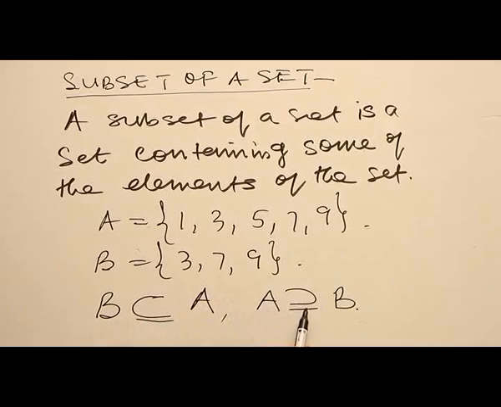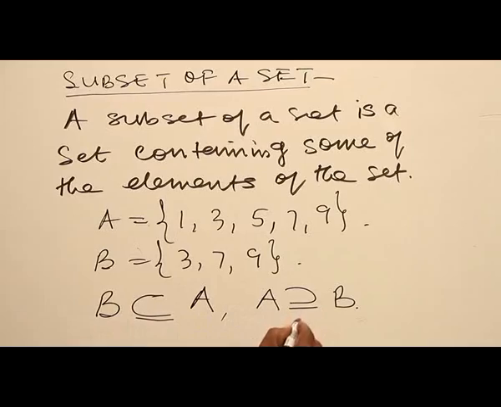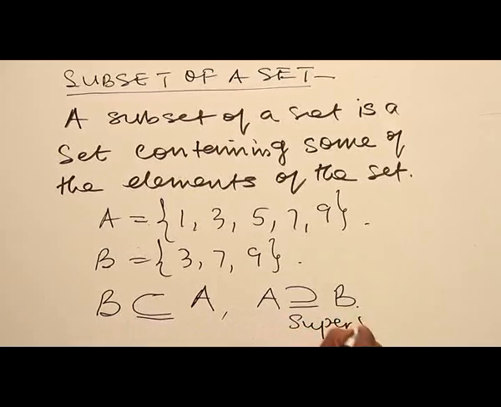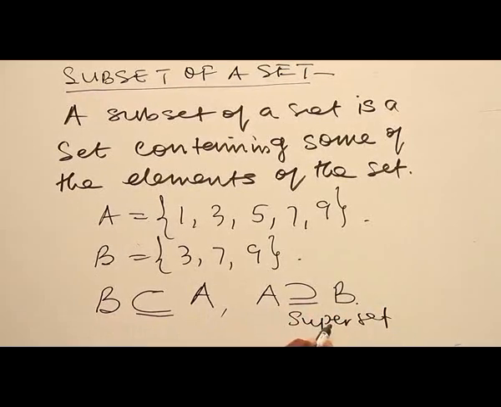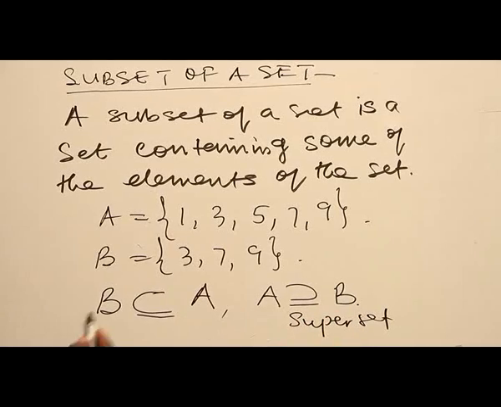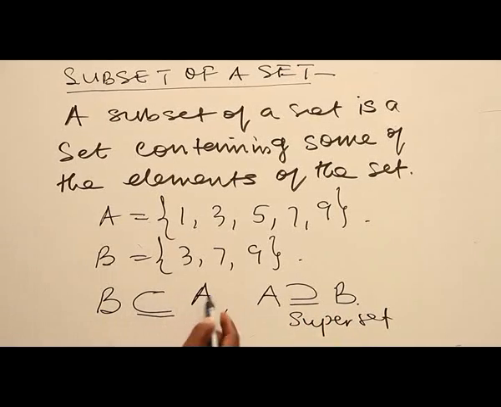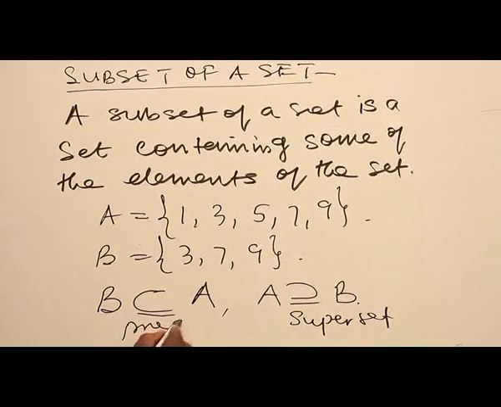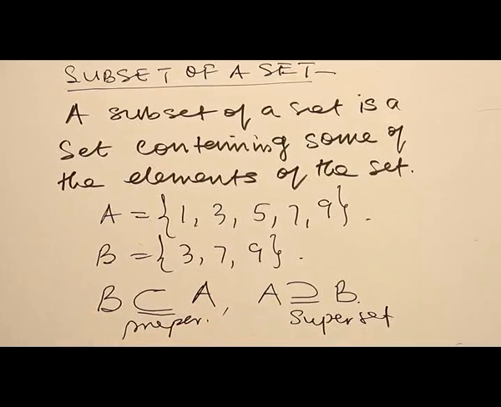We can also write it in this form. This is called a superset. A is a superset of B. B is a proper subset of A. So here we can have a proper subset of A.